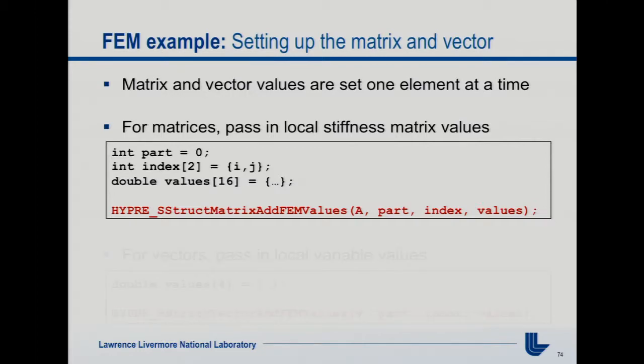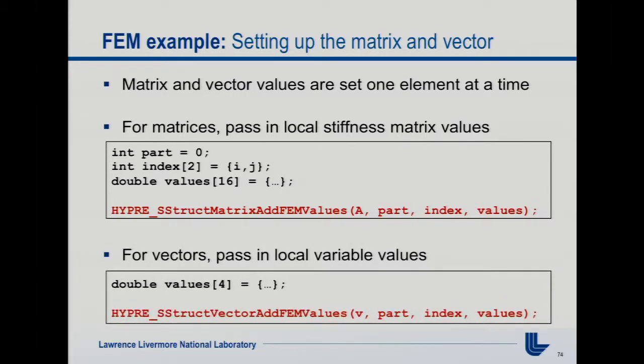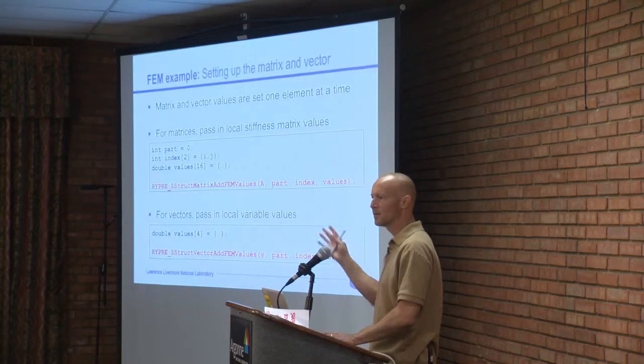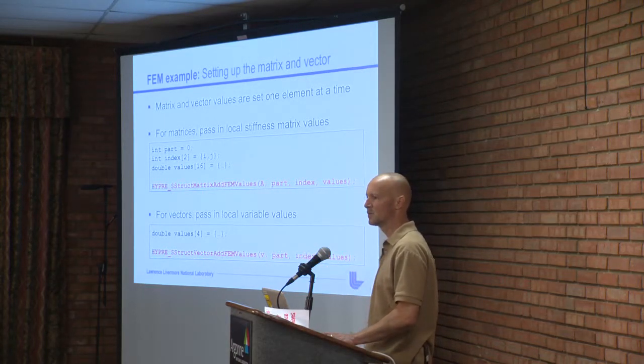Okay. And then to set up the values now, instead of set values, we have the new routines add FEM values, finite element values. And here you give it an index, for example, and you give it the values in your stiffness matrix. So you're basically just passing in stiffness matrices, and HYPRE assembles these things. So it's very similar to the other example, but it's a finite element style for setting up the coefficients.